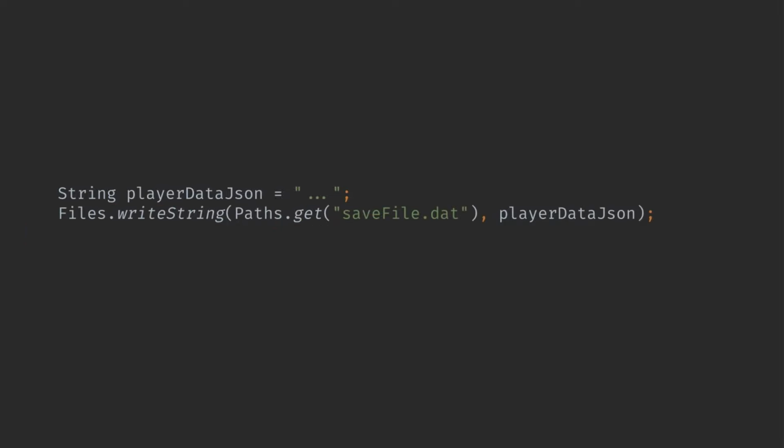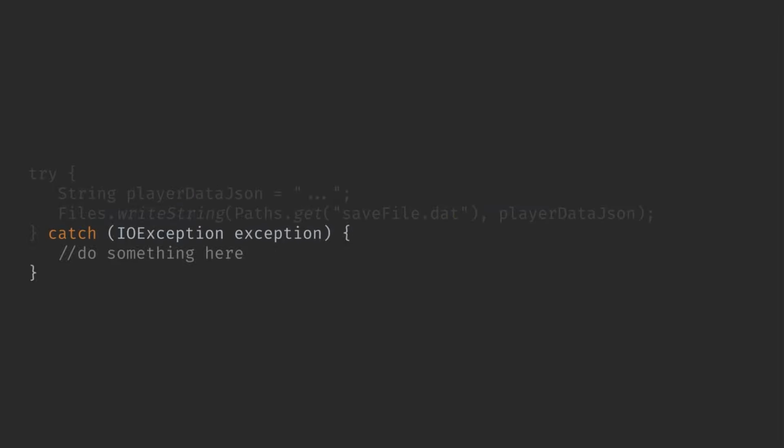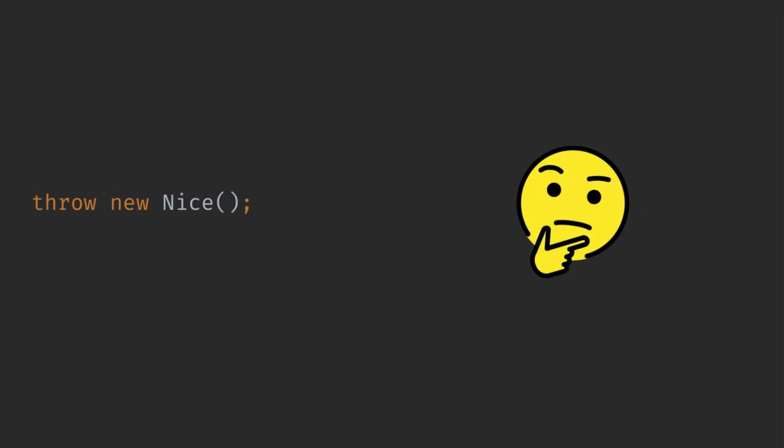To solve this, we need to wrap our call within a try-catch block. This block does exactly that. It tries to run a piece of code, and if it fails, it catches the error, leaving the rest for us. Nice. Now, what do I put in here?